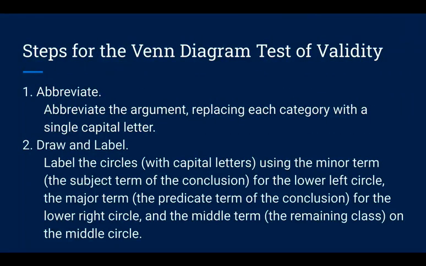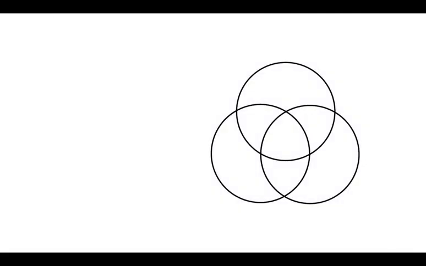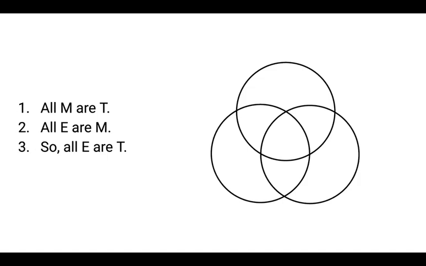Number 2, draw and label. Label the circles with capital letters using the minor term, the subject term of the conclusion, for the lower left circle, the major term, the predicate term of the conclusion, for the lower right circle, and the middle term, the remaining class, on the middle circle. That is a very exhaustive way of saying you just take the categories of the conclusion, E and T, and you just copy and paste them there at the bottom. That's all that means. The other term, the middle term, that goes up there. Simple enough. Done.